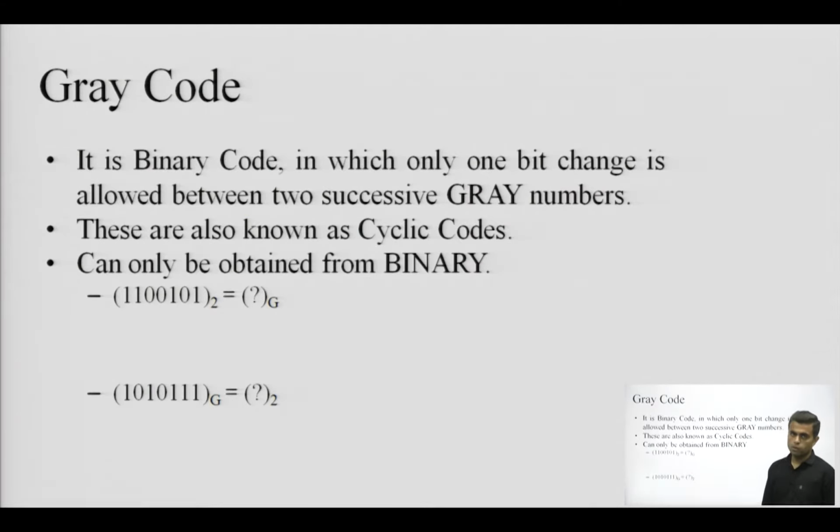Now, proceeding to a very special category of binary codes, which is a gray code. It is a binary code and it can only be obtained from binary. This is the key concept. It cannot be obtained from BCD. It cannot be obtained from excess-three. Although BCD and excess-three look like binary code, they are also in the form of ones and zeros, but gray code cannot be obtained directly from BCD or excess-three. The number has to be in pure binary form, raw binary form.